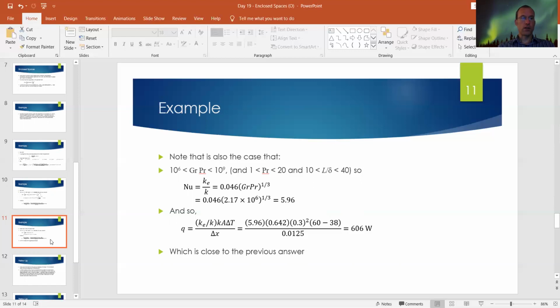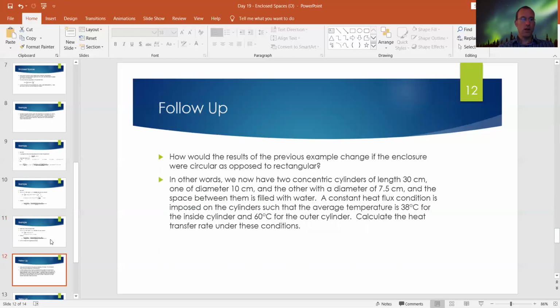They both give you relatively close answers. So lastly, a little bit of a follow-up. I now want to change the scenario. Instead of dealing with this nice vertical rectangular enclosure, I want to change that to now a circular enclosure, so basically a cylinder coming in and out of the page.